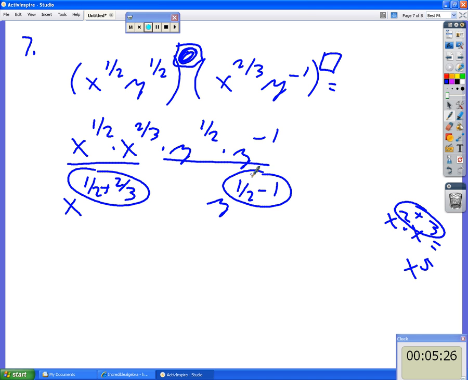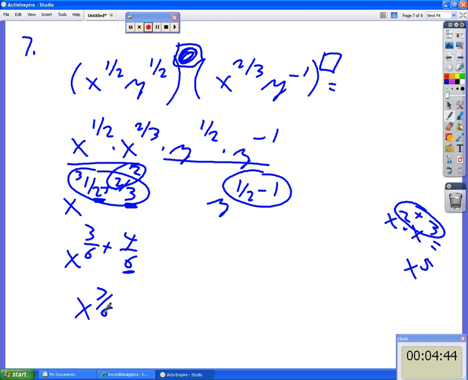Let's do the x's. I have 1/2 and 2/3. What's my common denominator between 2 and 3? It is 6. So I'm going to add 1/2 and 2/3 over 6. 1/2 is how many over 6? 3. This 2 divided into 6 is 3, and 3 times 1 is 3. Over here, this 3 divided into the 6 gives me 2, and 2 times 2 gives me 4. So I have x to the 7/6 power.